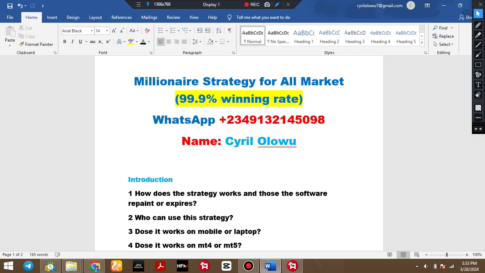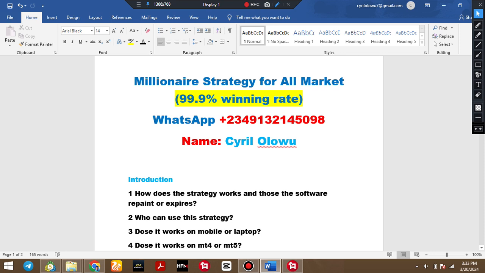So please, if you have been losing money trading forex, crypto, synthetic indices, this is the opportunity to recover your money. This is 99.9% working. After the explanation, it is left for you to decide either to purchase the software or not. But now, to clear the air, I'm going to go to the chart, because our number one question is, how does the strategy work, and does the software repaint or expire? So right on the chart, I'll be explaining, then I'll answer that number one question.